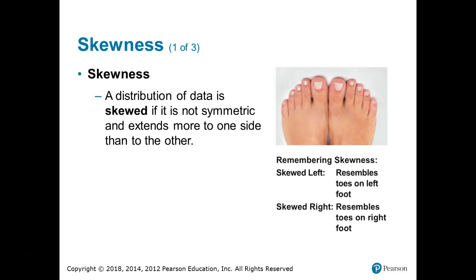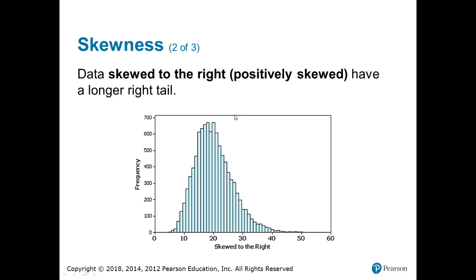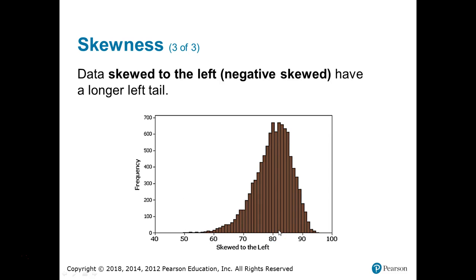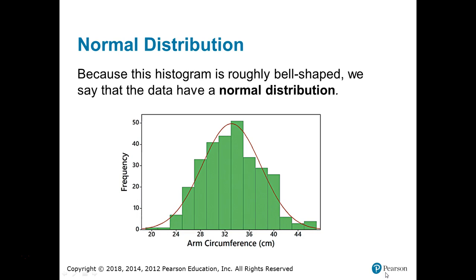And an easy way to remember this is to think of your feet. Left skewed, think left foot. Your left foot has more data values on the right hand side, and your right foot, right skewness, would have more data values to the left. So data skewed to the right has a longer right tail, data skewed to the left has a longer left tail.